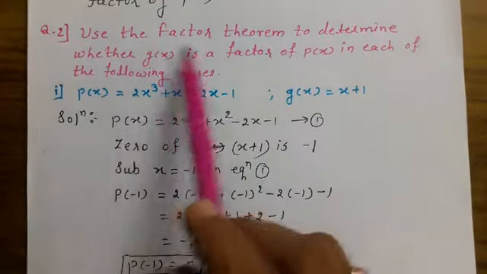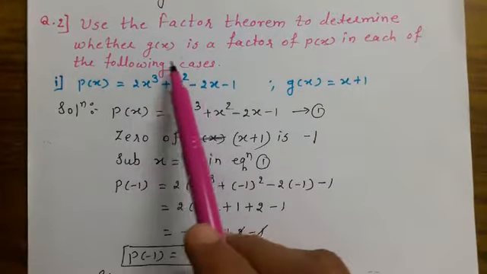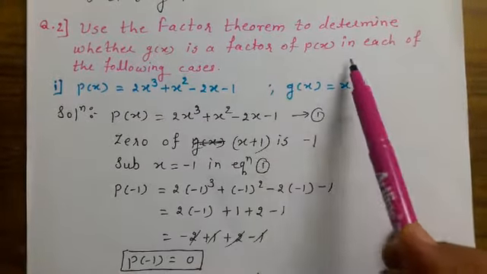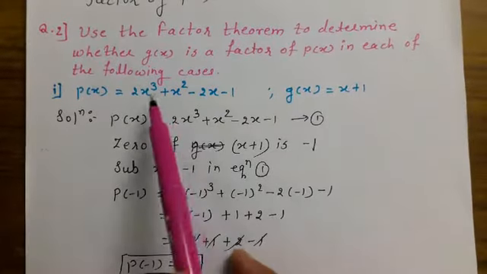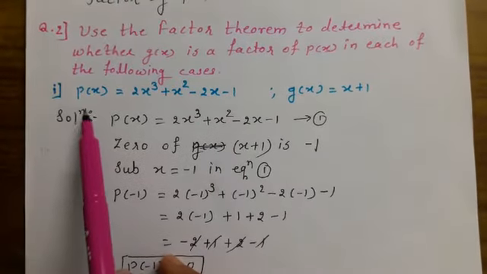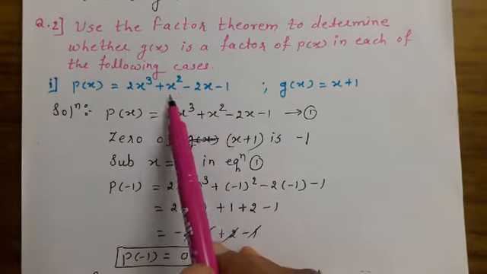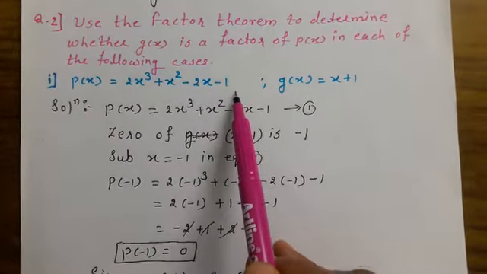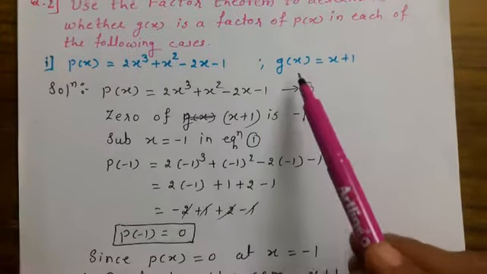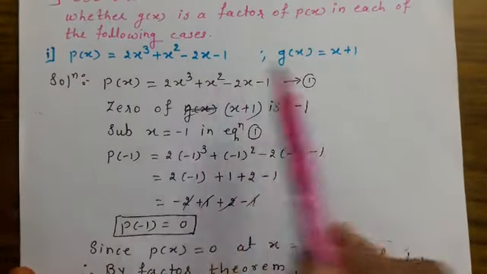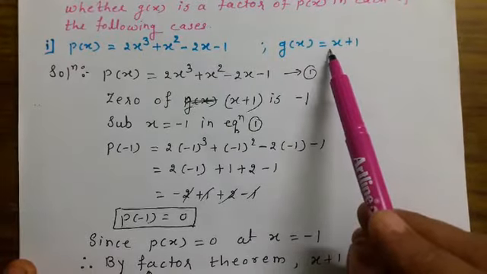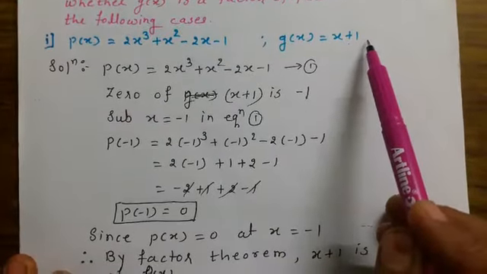Now we will start the second question, exercise 2.4, second question, which is based on the factor theorem. Use the factor theorem to determine whether g of x is a factor of p of x in each of the following cases. First problem, they have given p of x is equal to 2x cube plus x square minus 2x minus 1. And we have to divide this polynomial by g of x, which is equal to x plus 1.